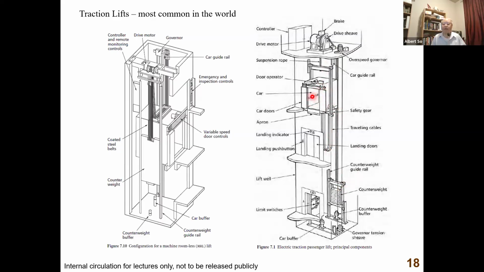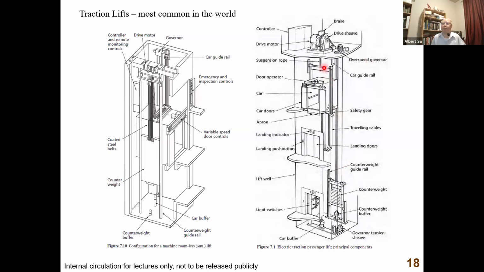When the car is half loaded and the brake is released, since the counterweight is equal to the weight of the empty car plus half of the full load of passengers, the car will not move. But if there's nobody inside the car, then the counterweight is heavier, and if you release the brake, the counterweight will go down and the car will go up. Or if the car is fully loaded, then the car side is heavier, and if you release the brake, the car will go down and the counterweight will go up. So the counterweight's job is to balance the load of the car.